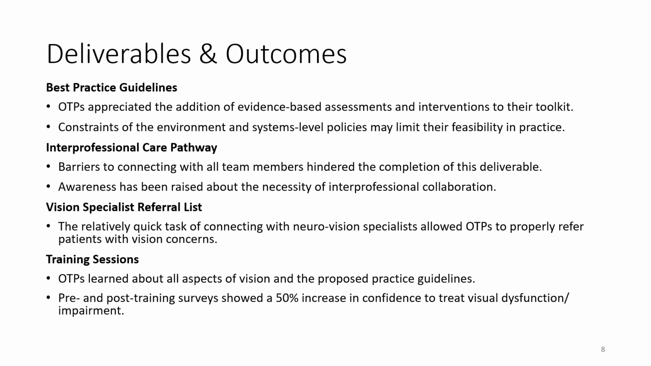OTPs appreciated the evidence-based assessments and interventions included in the best practice guideline. Some of these were familiar, but OTPs maybe didn't realize they were so well supported by research, and others were brand new and exciting. The interprofessional care pathway is meant to begin at the emergency department and ABI diagnosis and extend through the neurotrauma care unit, inpatient rehabilitation, and out into the community.